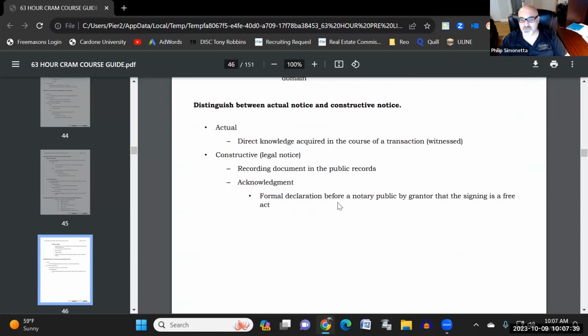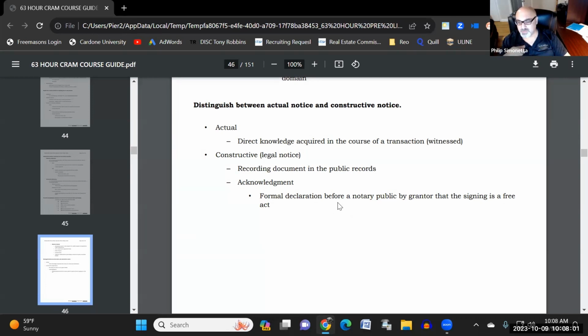Distinguish between actual notice and constructive notice. You got to know the difference, right? So actual notice is direct knowledge acquired in the course of the transaction. You're there, you witnessed it, you saw it be signed, right? That's actual notice. Constructive notice is legal notice. Okay, that's when you record the document in the public records and the world sees it, it's public.